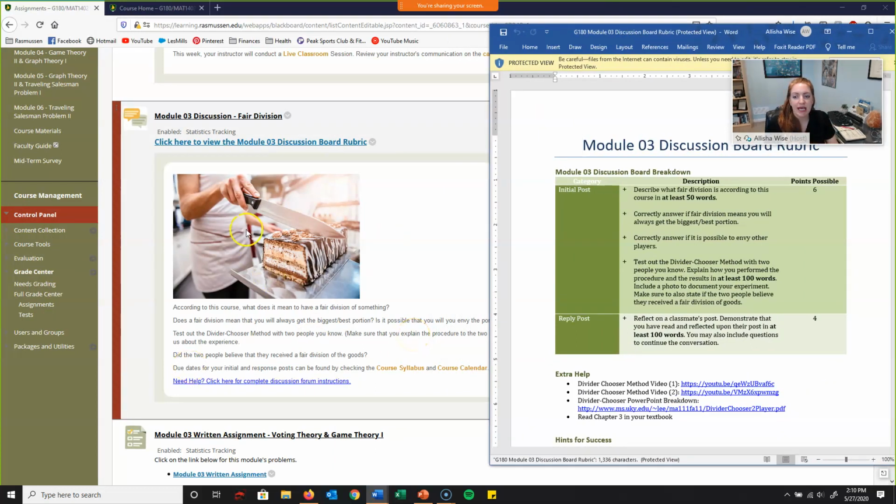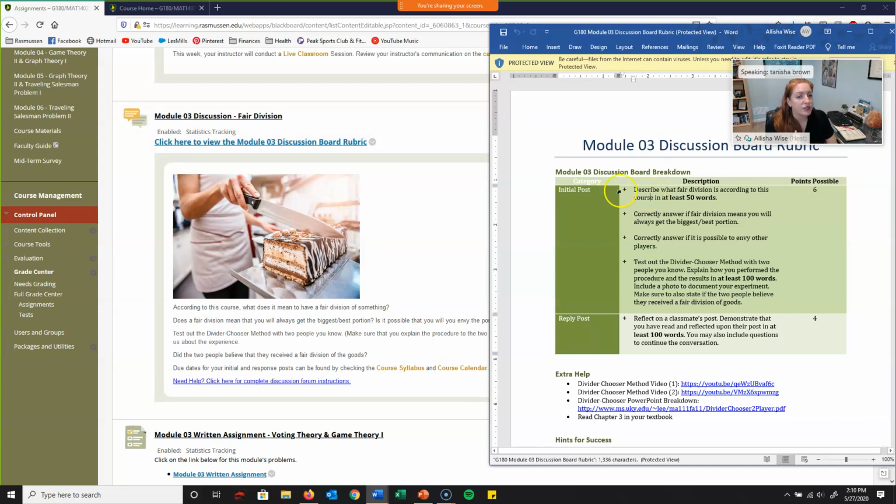The first thing is, according to this class, what does it mean to be a fair division? And we did talk about it in today's live classroom. So if you took good notes, you're going to have it right there. It's also in your book in chapter 3. But make sure you're describing what fair division is in at least 50 words. And make sure it's according to this class, not like general fair division. And you can talk about some of our examples we discussed in the live classroom as well.